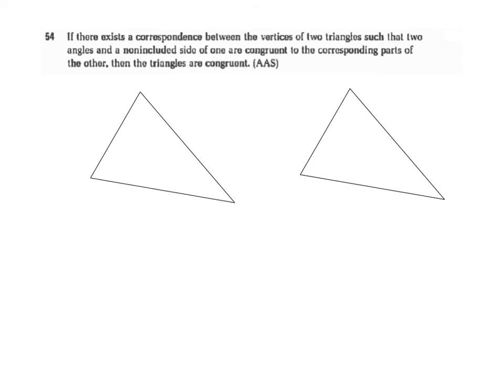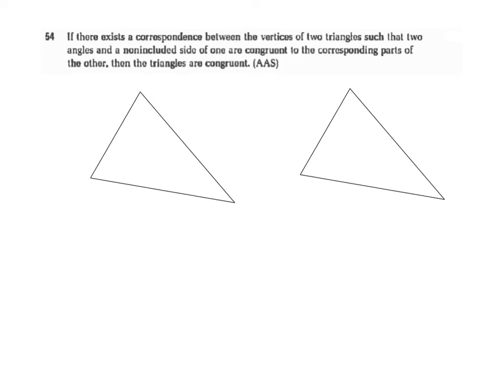And finally, the last theorem that you will use in your homework is this one. If there exists a correspondence between the vertices of two triangles such that two angles and a non-included side of one are congruent to the corresponding parts of the other, then the triangles are congruent.